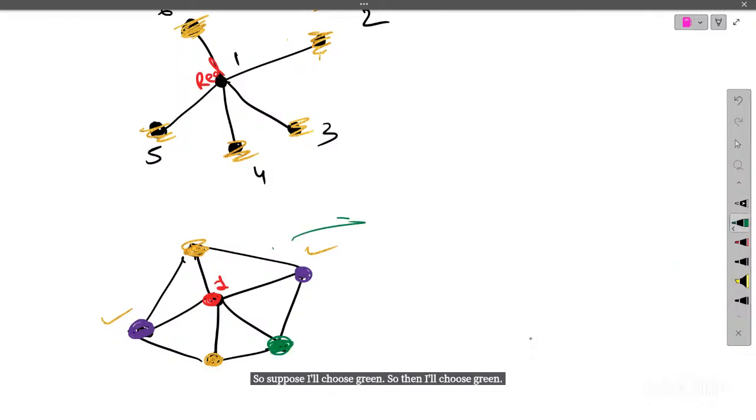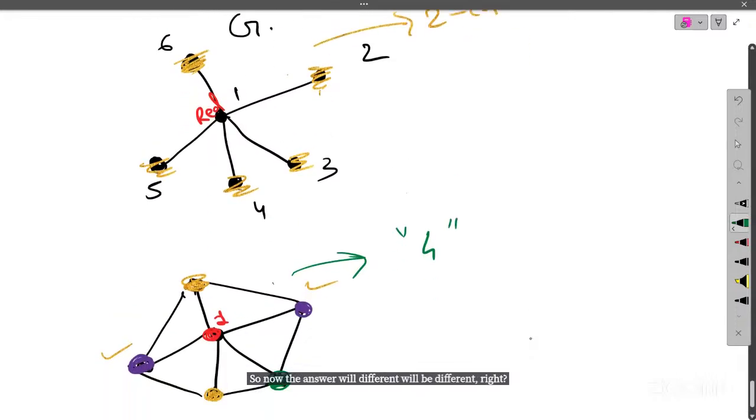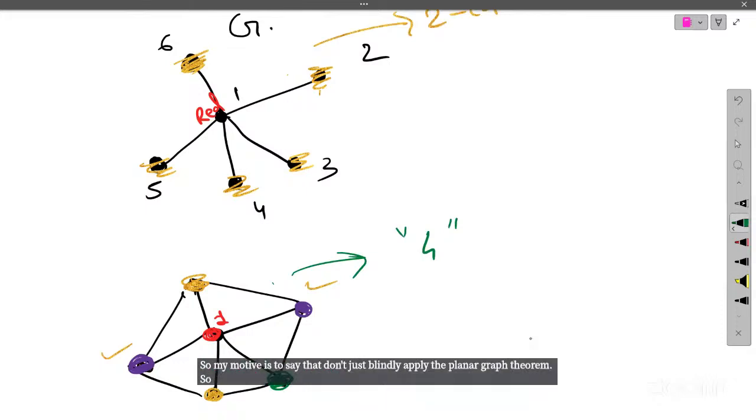So now the answer will be different, right? My motive is to say that don't just blindly apply the planar graph theorem. You can't just say okay, this is a planar graph, so the answer is 4. No, there are planar graphs which require a minimum of fewer than 4 colors to color them.